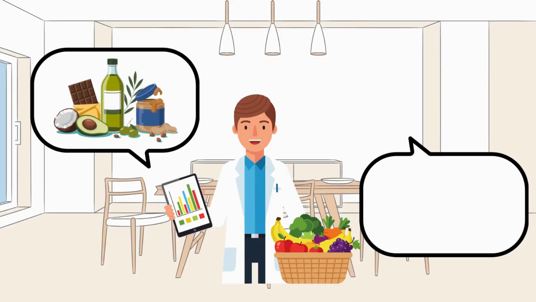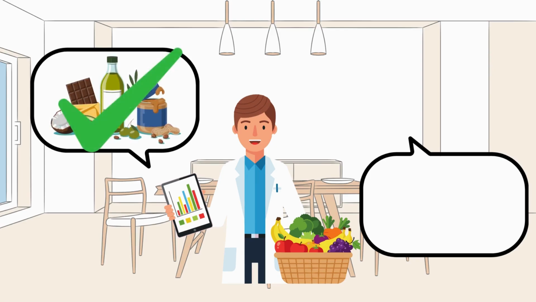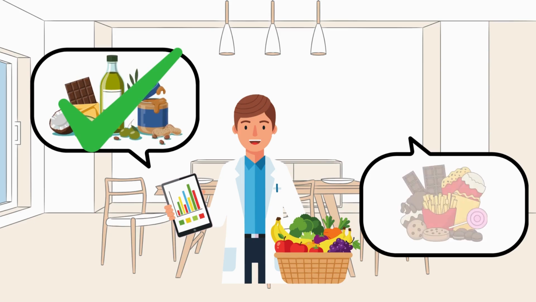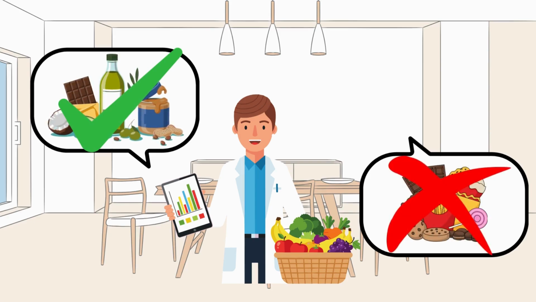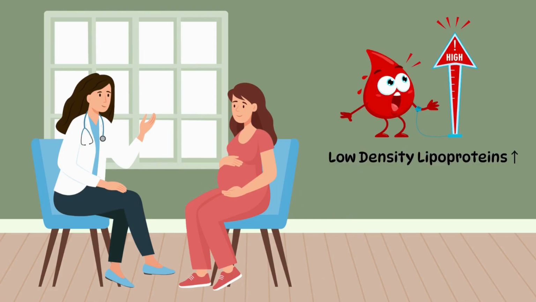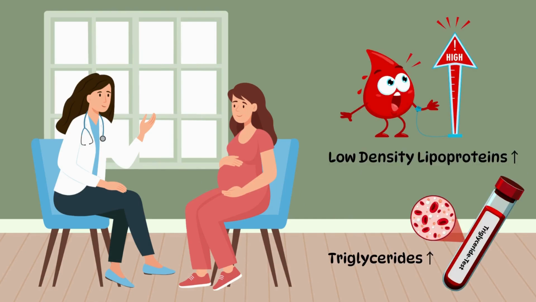Unsaturated fats and omega-3s reduce inflammation and improve insulin sensitivity, lowering GDM risk. Saturated and trans fats increase inflammation and worsen insulin resistance. Low-density lipoproteins and triglycerides naturally rise during pregnancy, but these increases are much larger with gestational diabetes.